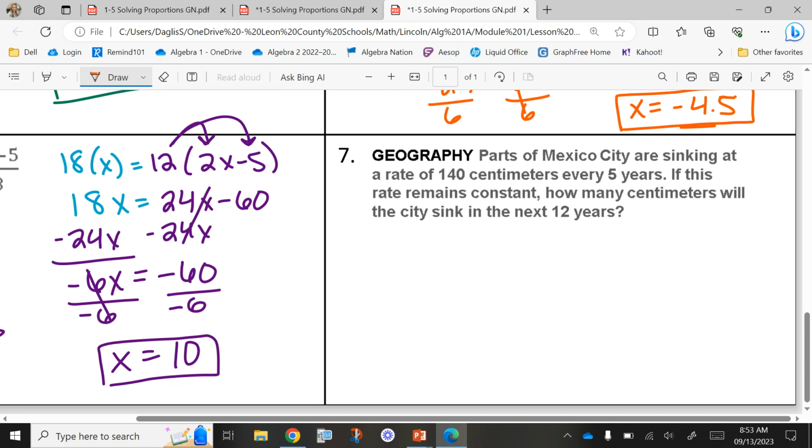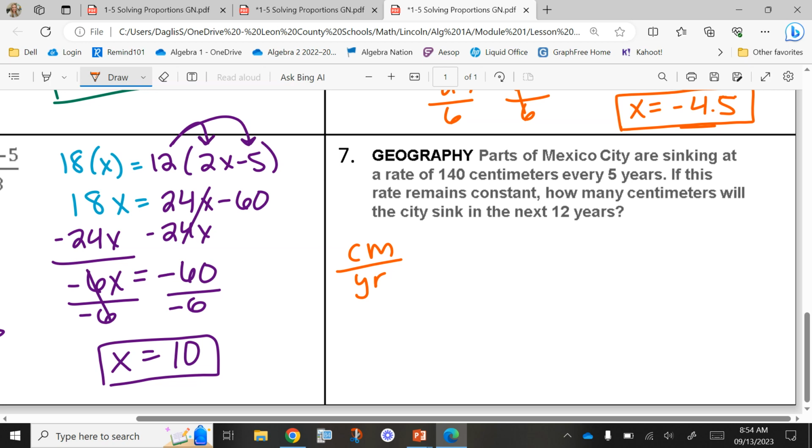All right, parts of Mexico City are sinking at a rate of 140 centimeters every 5 years. If this rate remains constant, how many centimeters will the city sink in the next 12 years? Okay, so we have a rate of how something is moving. When cars go, how do people say the speed of a car? Miles per hour, right? So how would I say the speed of the city sinking here? What per what? Yeah, so centimeters per year. So that's the ratio, centimeters per year. So we know centimeters will be on top and years will be on bottom.